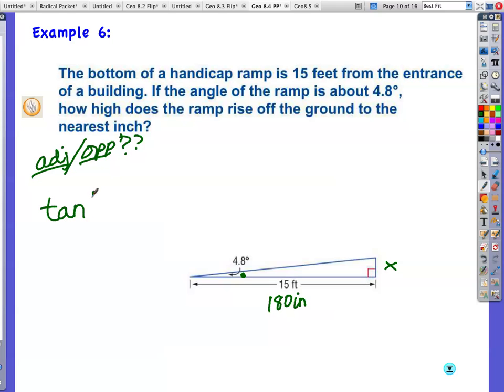So tangent of 4.8 degrees is equal to, it's TOA, opposite over adjacent. Sorry. So now I'm going to put that into my calculator. 15 times the tangent of 4.8 degrees. And I'm getting 1.259, which is like 1.26 or 1.3. I think I'll just put down 1.3. And what is this supposed to be? Inches.